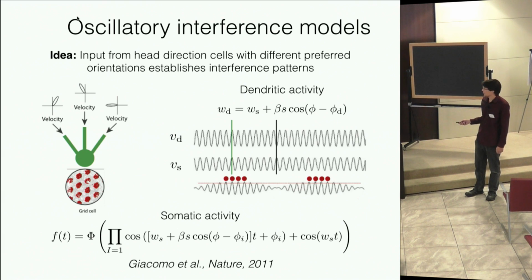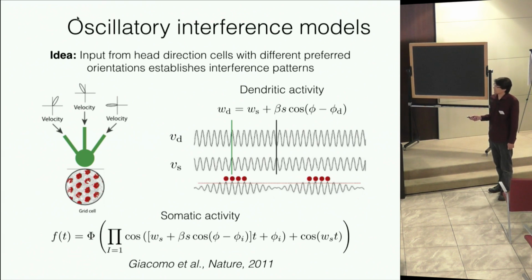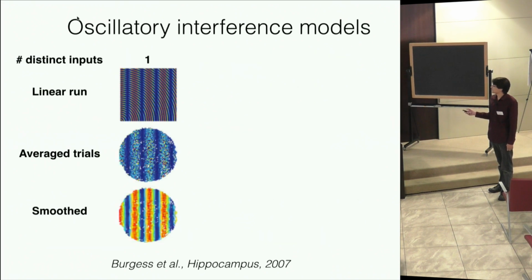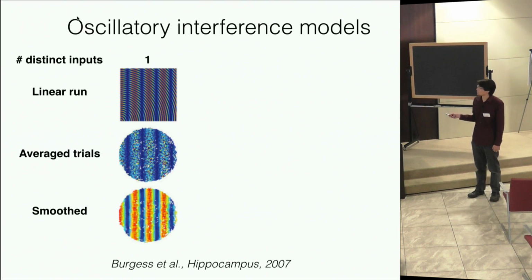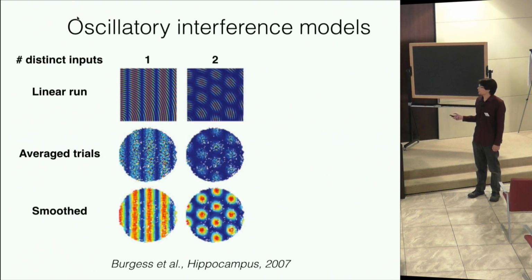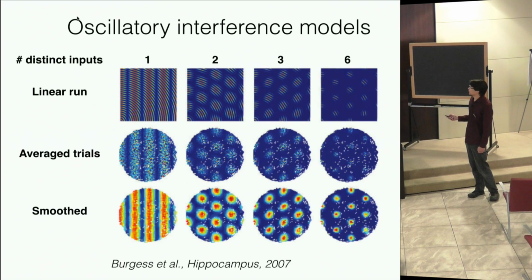I'm not a big fan of this kind of model, though it does work, which I will show here. Here's an example of what happens when you just have a linear run, just a straight line, and you take one of these inputs from these head direction cells. That doesn't look that nice, but as you increase the number of distinct inputs, you get grid cell-like patterns.